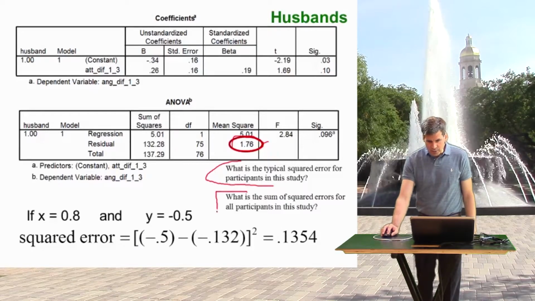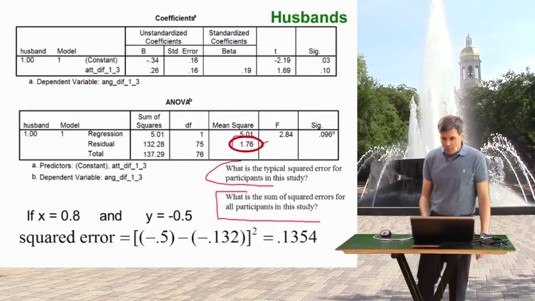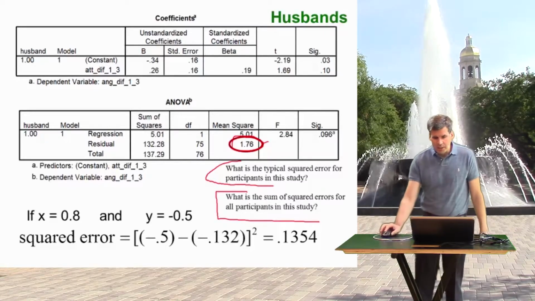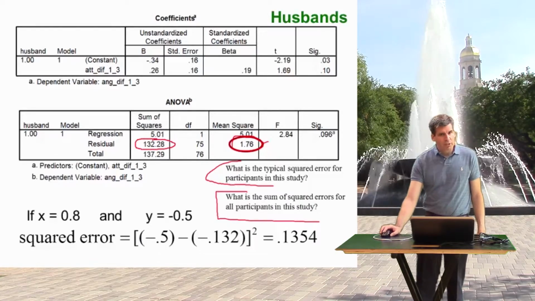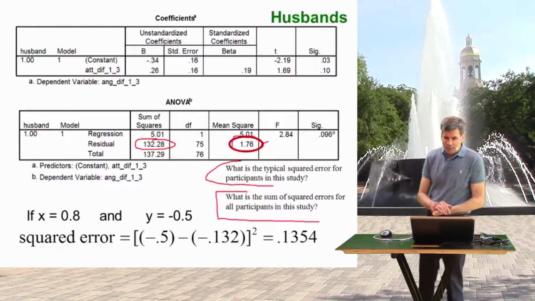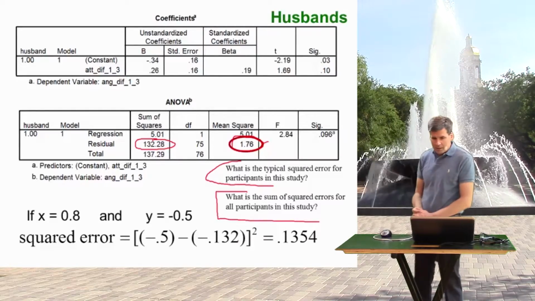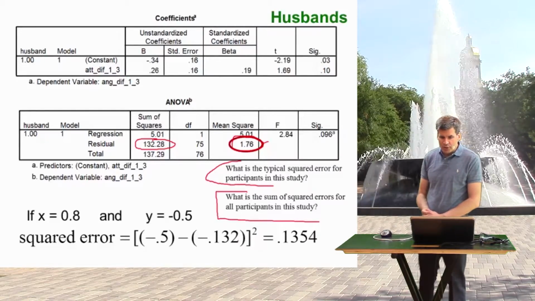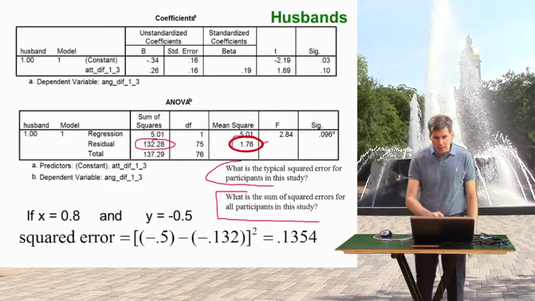Then I'm going to ask, what is the sum of squared error for all participants in the study? What is the sum of the squared errors? That's over here: SPSS calls our errors residual. So the sum of squares residual, which is the same as the sum of squared error, is 132.28. That would answer that question: 132.28.